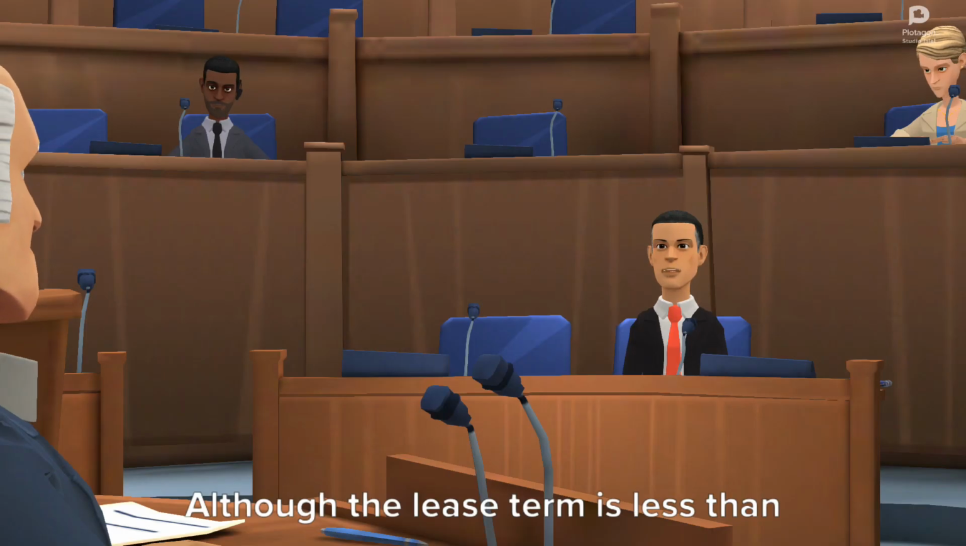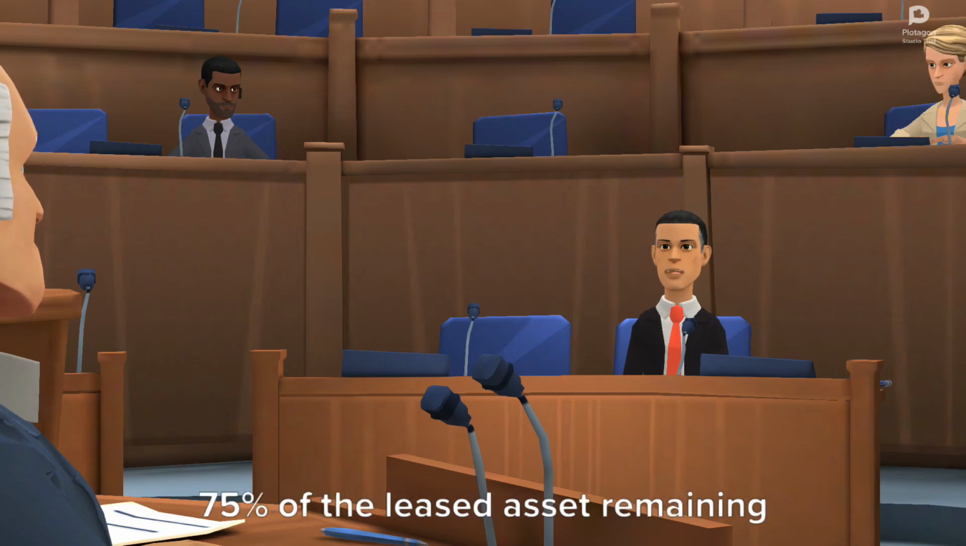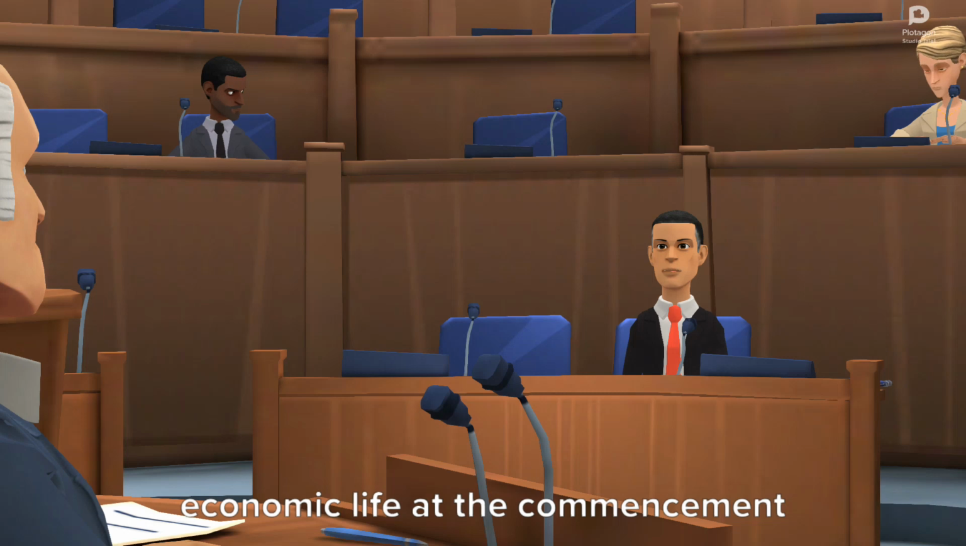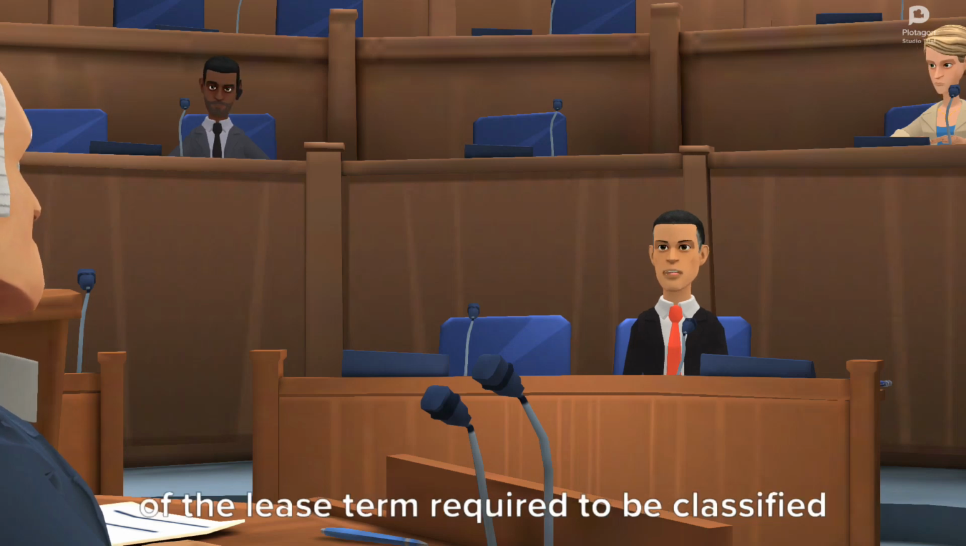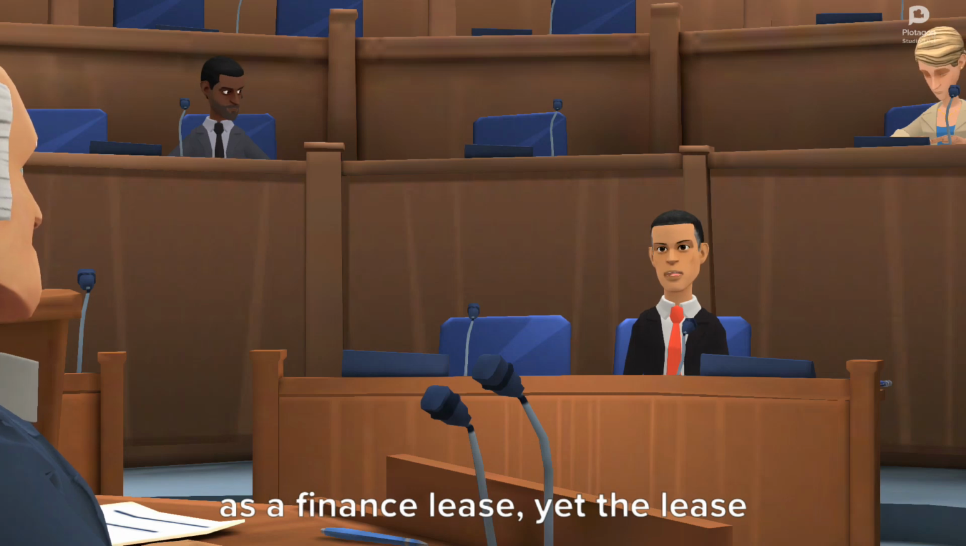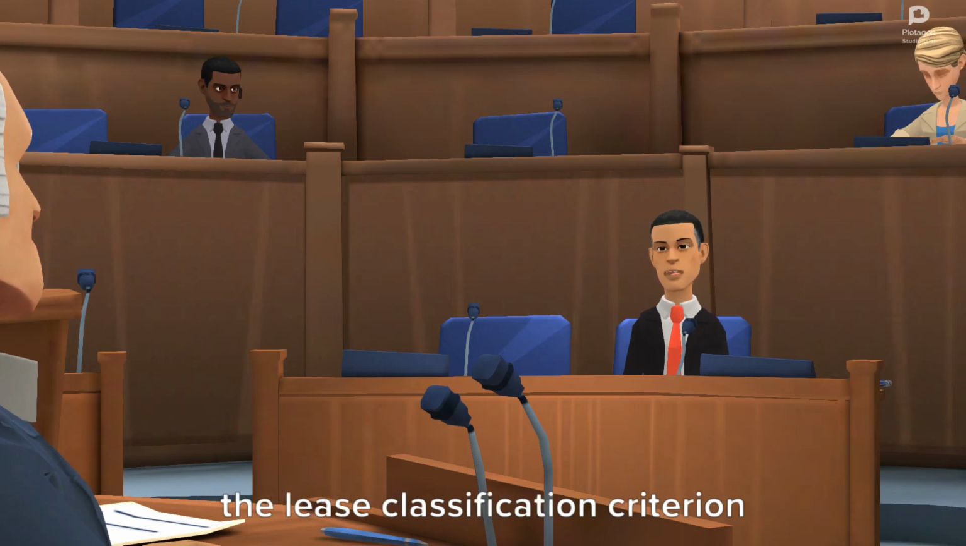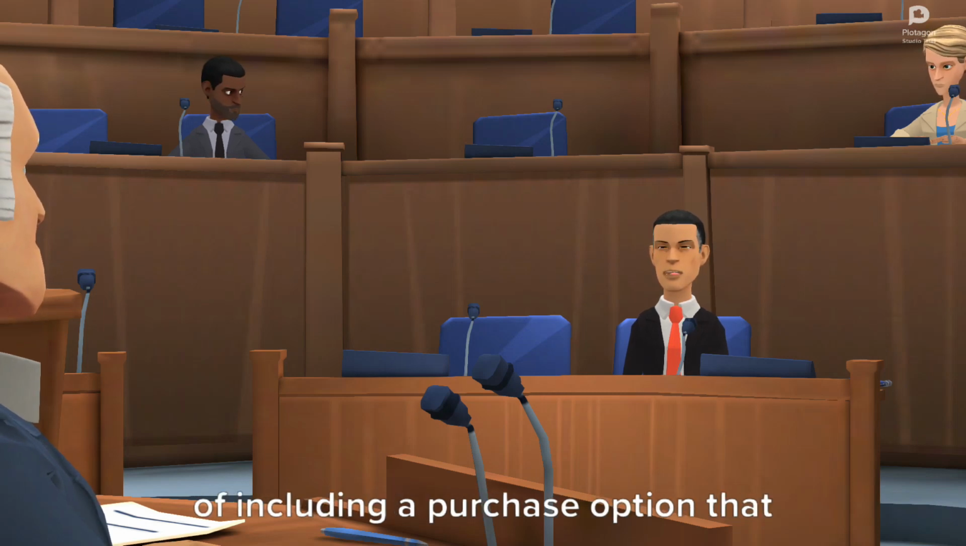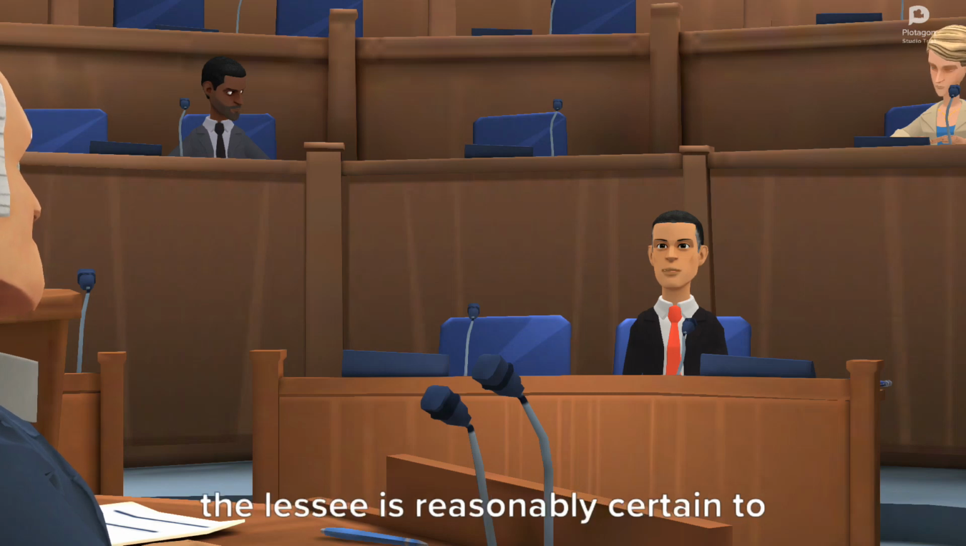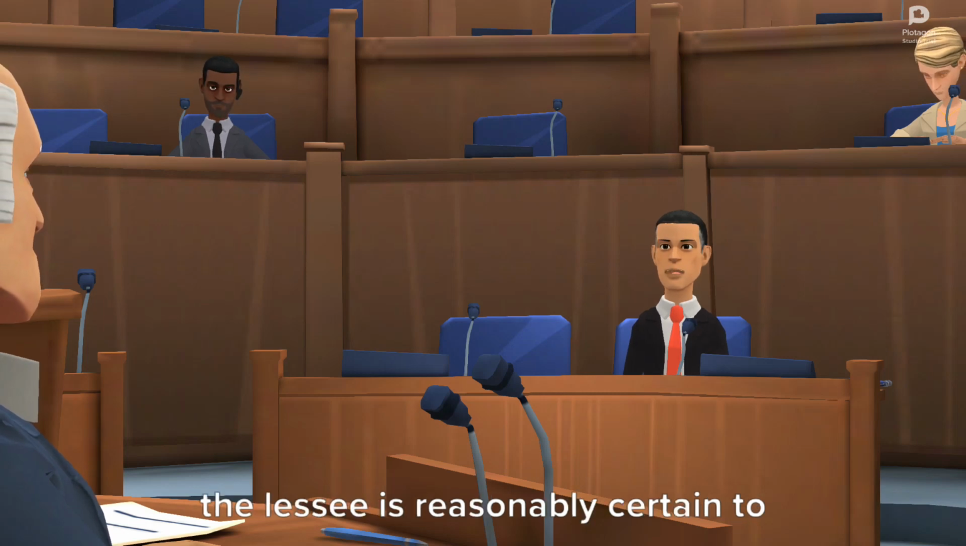Although the lease term is less than 75% of the leased asset's remaining economic life at the commencement of the lease term, required to be classified as a finance lease, yet the lease is a finance lease because it meets the lease classification criterion of including a purchase option that the lessee is reasonably certain to exercise. The rate implicit in the lease of 10% is used to calculate the present value, PV, of the lease payments because S&A, the lessee, knows this rate.